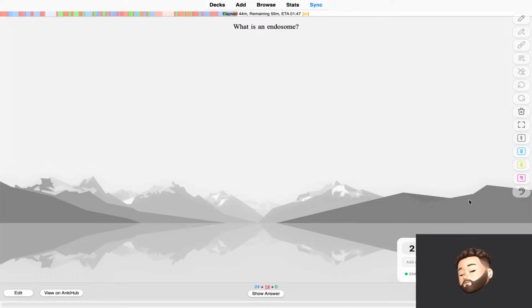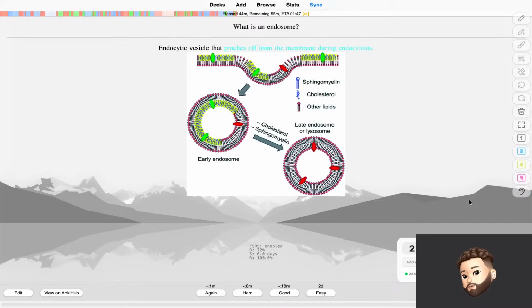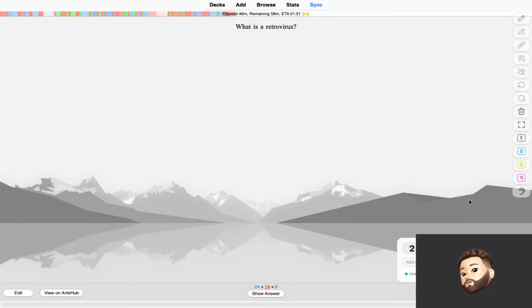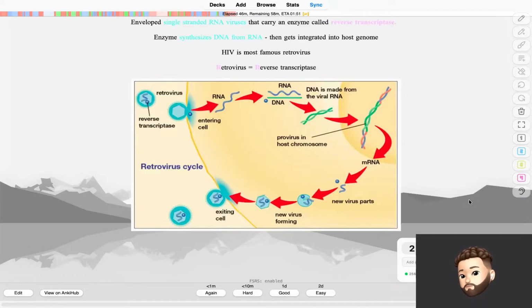What is an endosome? Endocytic vesicle that pinches off from the membrane during endocytosis. What is a retrovirus? A retrovirus is an enveloped single-stranded RNA virus that has a reverse transcriptase in order to synthesize DNA from its RNA and integrate itself into the host cell. I meant the genome, obviously.